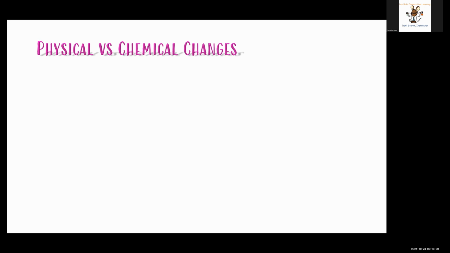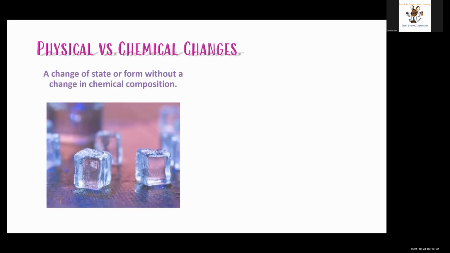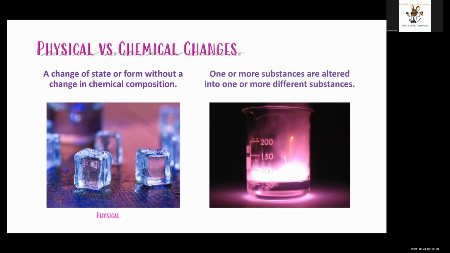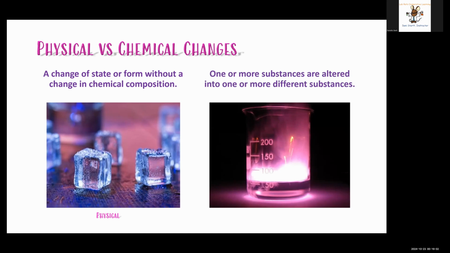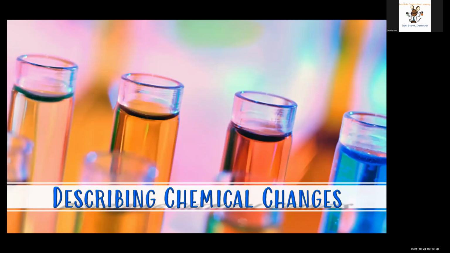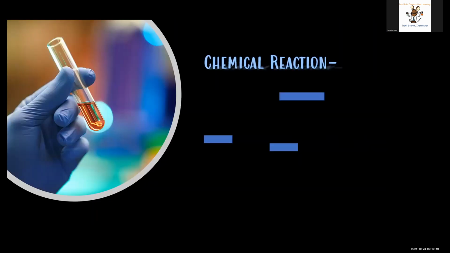Let's have some review of physical and chemical changes. Remember that a change of state or form without a change in chemical composition is a physical change, and that if one or more substances are altered into one or more different substances, you know that you've had a chemical change. So how do we describe chemical changes?